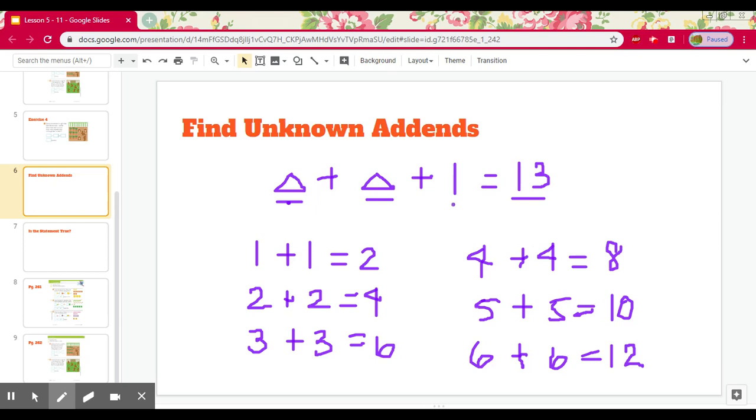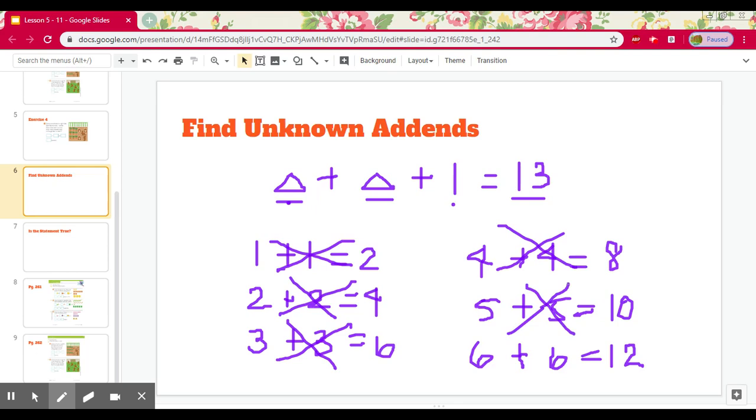Does 1 plus 1 work? 1 plus 1 equals 2, plus another 1 is 3, so that doesn't work. How about 2 plus 2? 2 plus 2 equals 4, plus 1 equals 5. That doesn't work. 3 plus 3 equals 6. 6 plus 1 equals 7, not 13, so that doesn't work either. 4 plus 4 equals 8. 8 plus 1 equals 9. That's not 13. 5 plus 5 equals 10. 10 plus 1 equals 11. We're getting closer, but not quite.